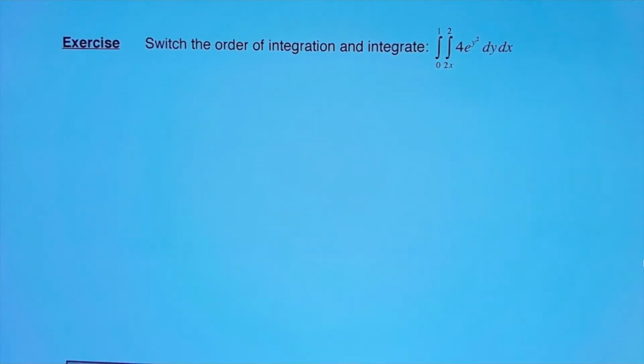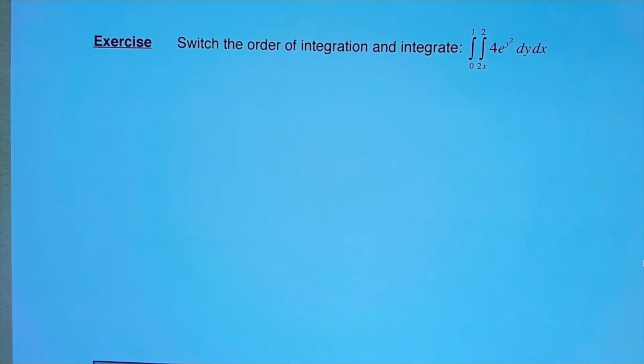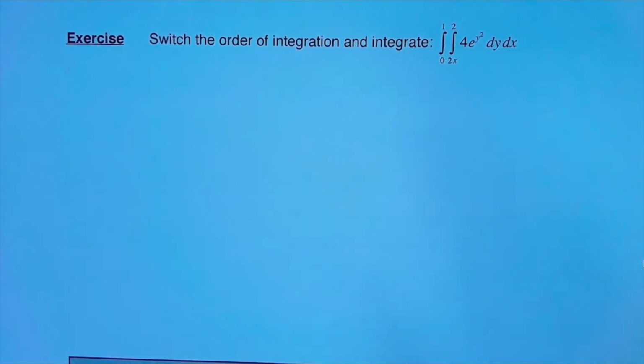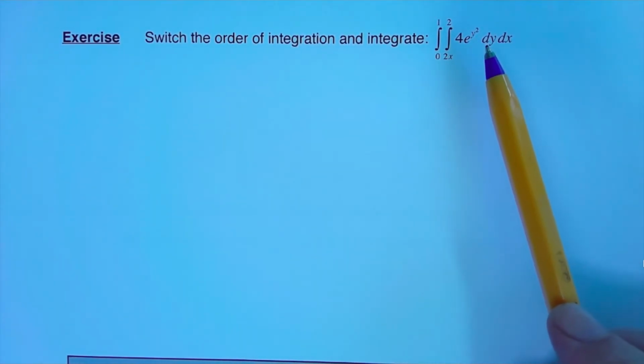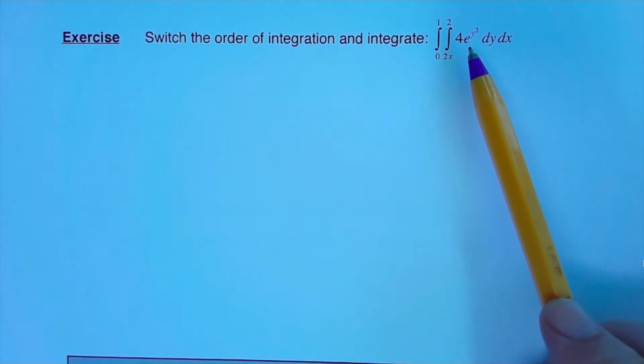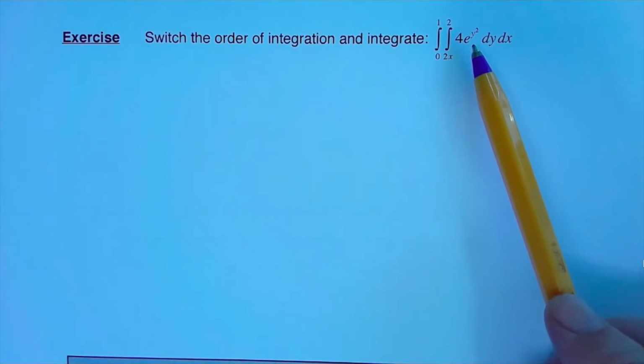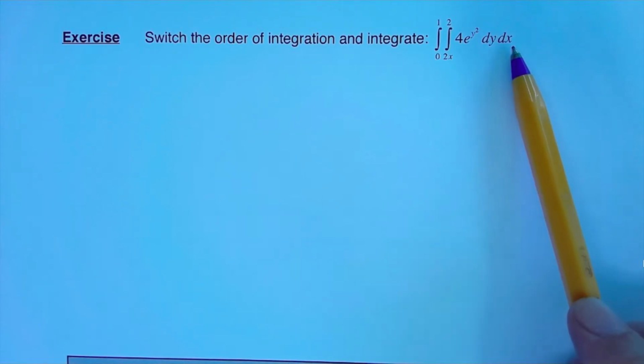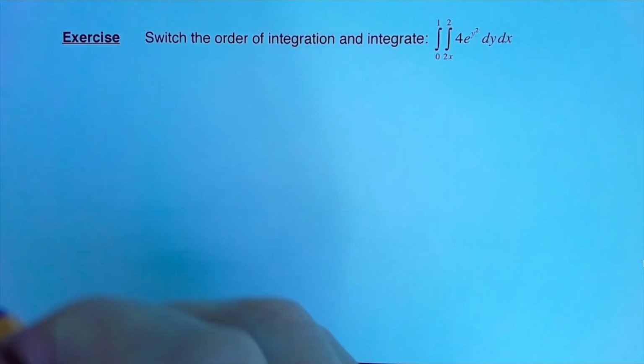Lastly, for this section, a little exercise that will come in handy sometimes. It's to try to switch the order of integration. Here, the integral we are given tells us dy dx. But if you look at this function, it's actually not possible to integrate 4e to the y squared. However, we can use the trick of drawing the region and then trying to rewrite an integral that will have dx dy. Let's see how this works.